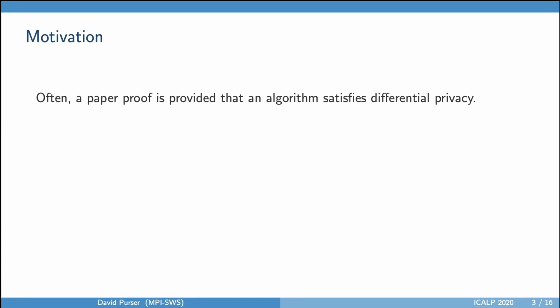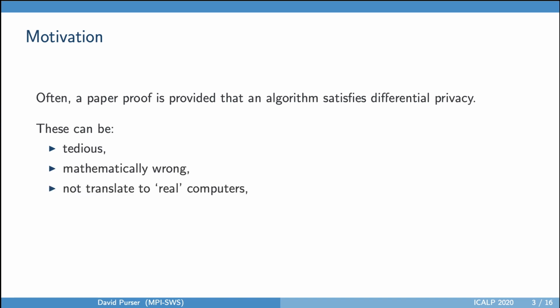Often, an algorithm is accompanied by a proof that it satisfies differential privacy. However, this proof is usually created on paper. This can lead to some problems. In particular, these proofs are tedious to make, which can lead to mathematical errors in the reasoning. Even though the proof may be technically correct on paper, it may not be correct when translated onto a real computer. This is because real computers require finite values, finite precision, and a lot of algorithms require sampling from a continuous distribution, which cannot be done perfectly on such a real computer. Hence, the proof may not be technically correct on the real implementation.